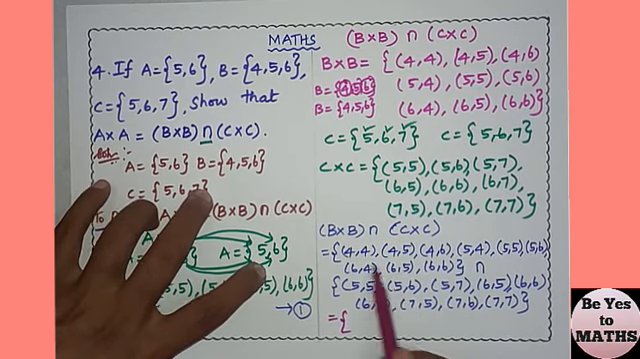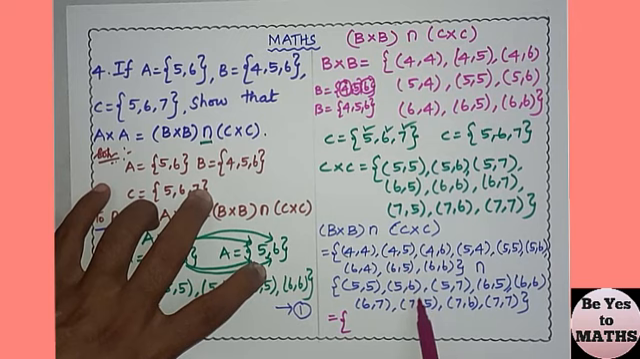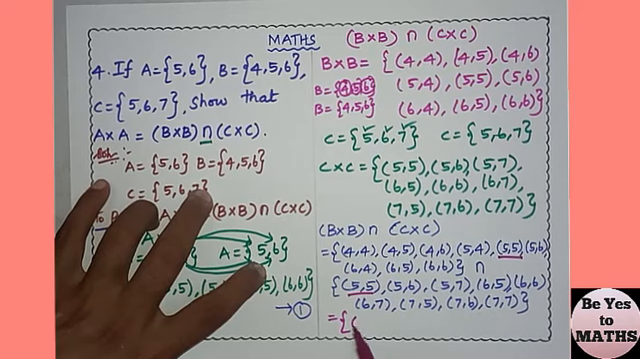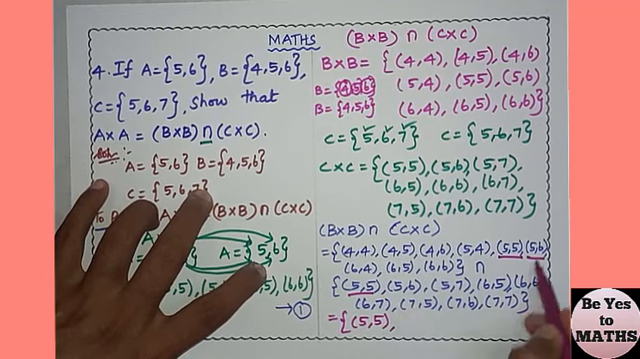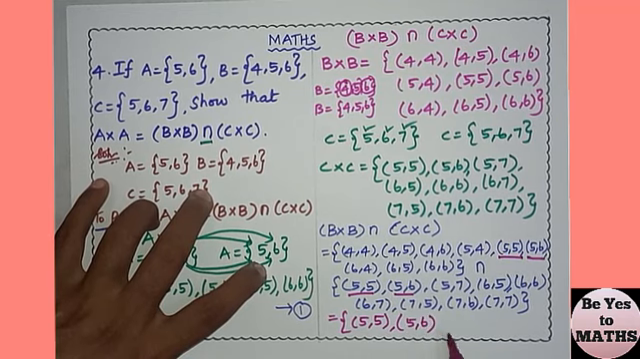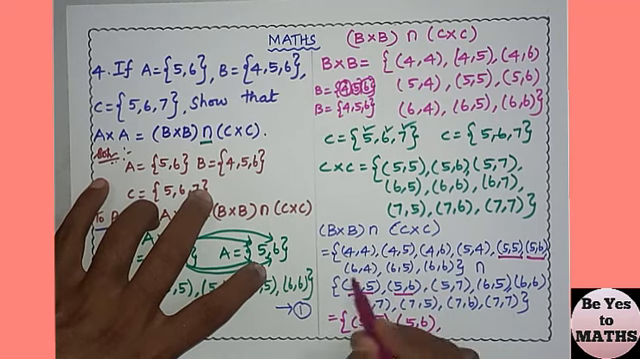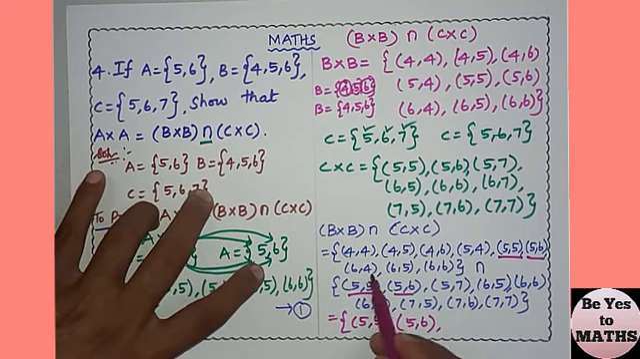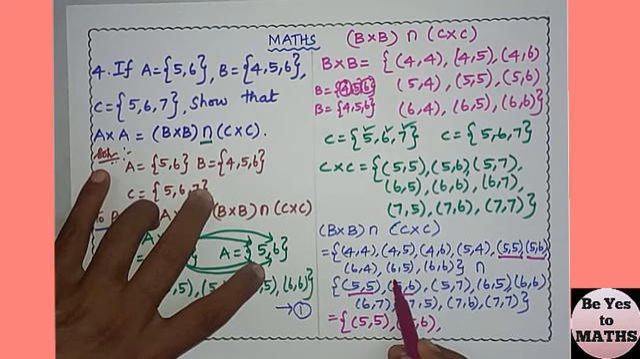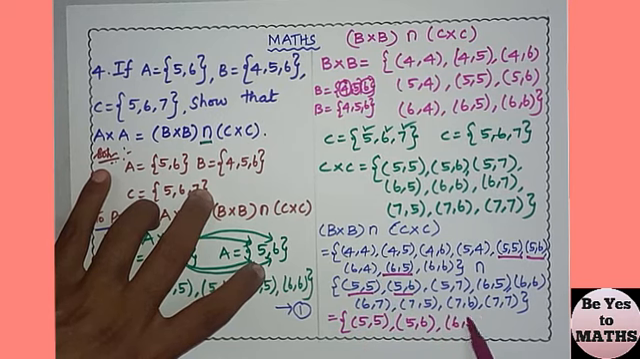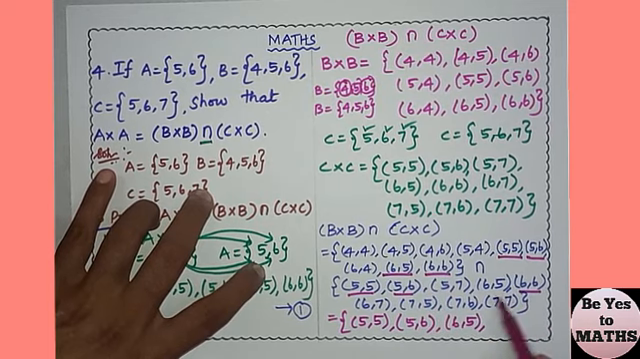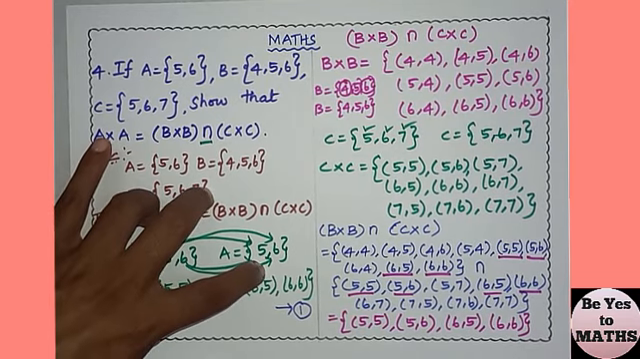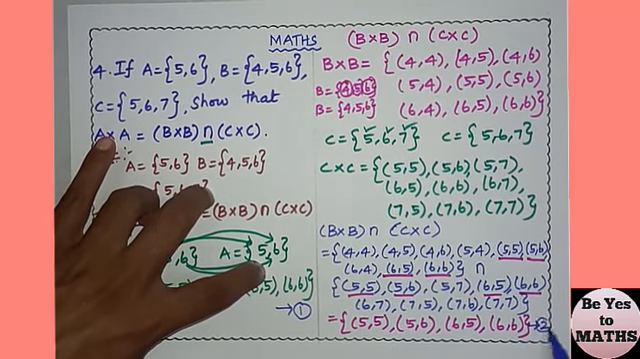So we have common elements: (4,4) we don't have, (4,5) also we don't have, (4,6) also we don't have, (5,4) also we don't have, (5,5) we have as common, then (5,6), then (6,4) we don't have, (6,5) we have, then (6,6) we have. Take this as equation number 2, right hand side is over.